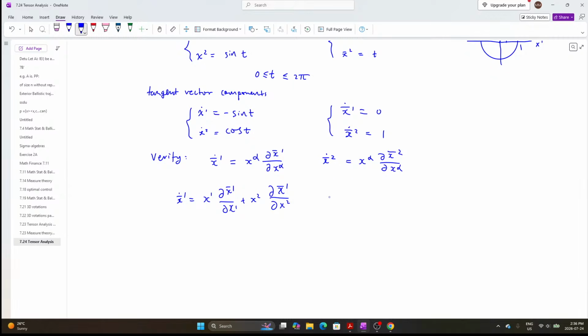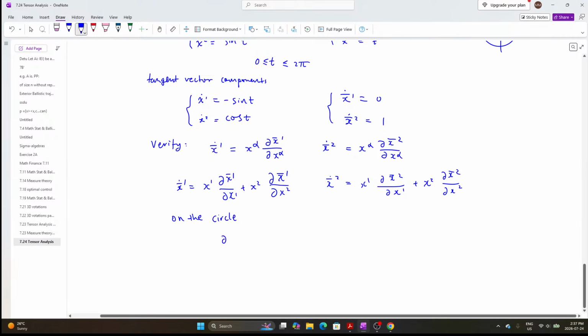Okay, this is what you need. And here, the second equation would be x bar 2 equals x1 dx bar 2 over dx1 plus x2 dx bar 2 over dx2. Looks okay. Yeah, so everything seems okay now. All right, so we need the Jacobian on the circle. So on the circle, what are these Jacobian elements?